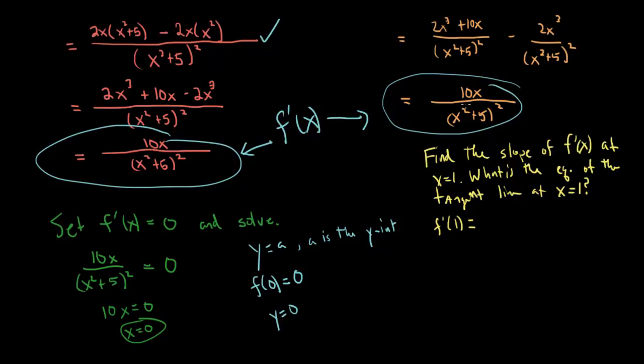So going to your derivative function, what is f prime of 1? Well, 10 times 1 is 10, divided by 1 squared is 1, so 1 plus 5, that's 6. 6 squared, that's 36. So our slope at 1 is 10 over 36. That is 5 over 18. Okay?